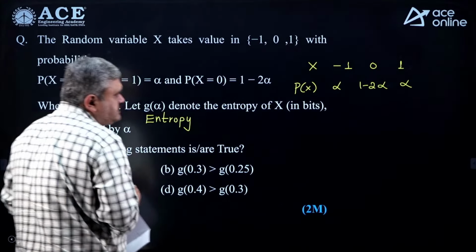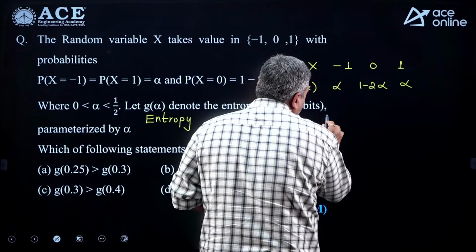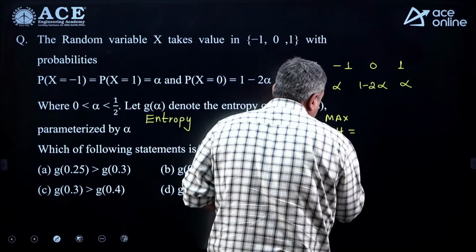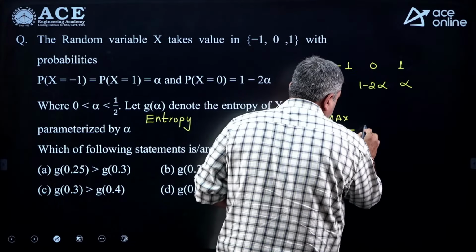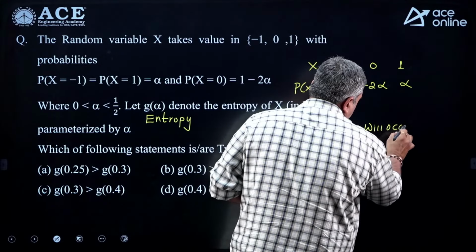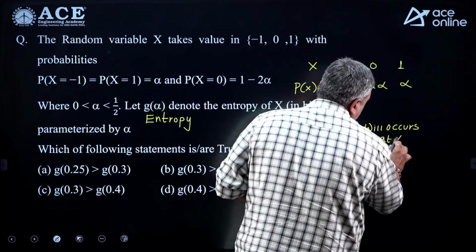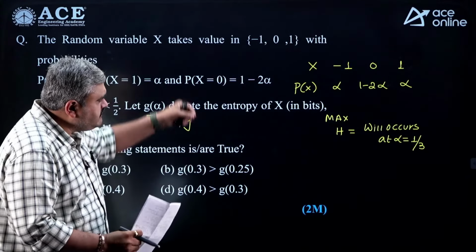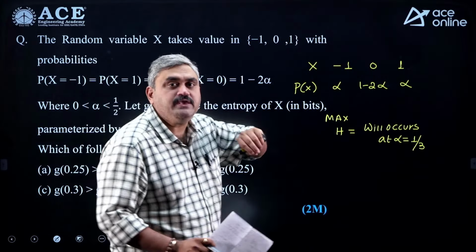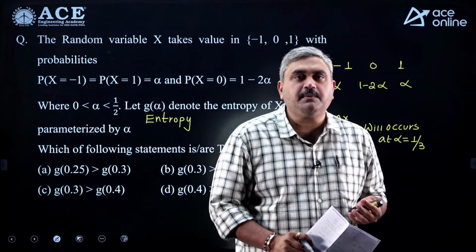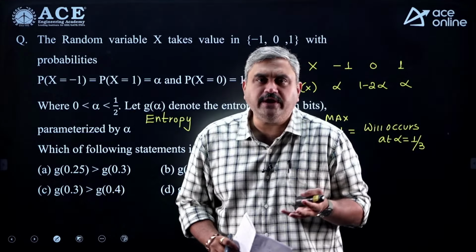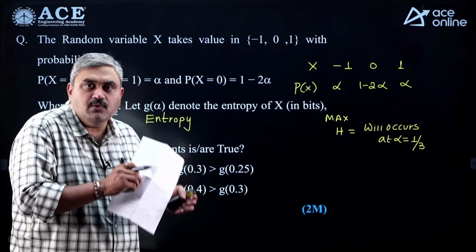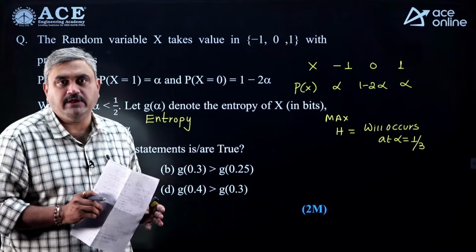Now you are having 3 events, right? So what is the maximum possible entropy? H max will occur at alpha equal to 1 by 3. Is it correct or not? When all the events occurring in that random experiment are equally likely, the entropy of that random experiment will reach its maximum. So 1 by 3 is around 0.33. So before 0.3 it will be less than the peak value, and after 0.3 also it will be less than the peak value. Correct or not?